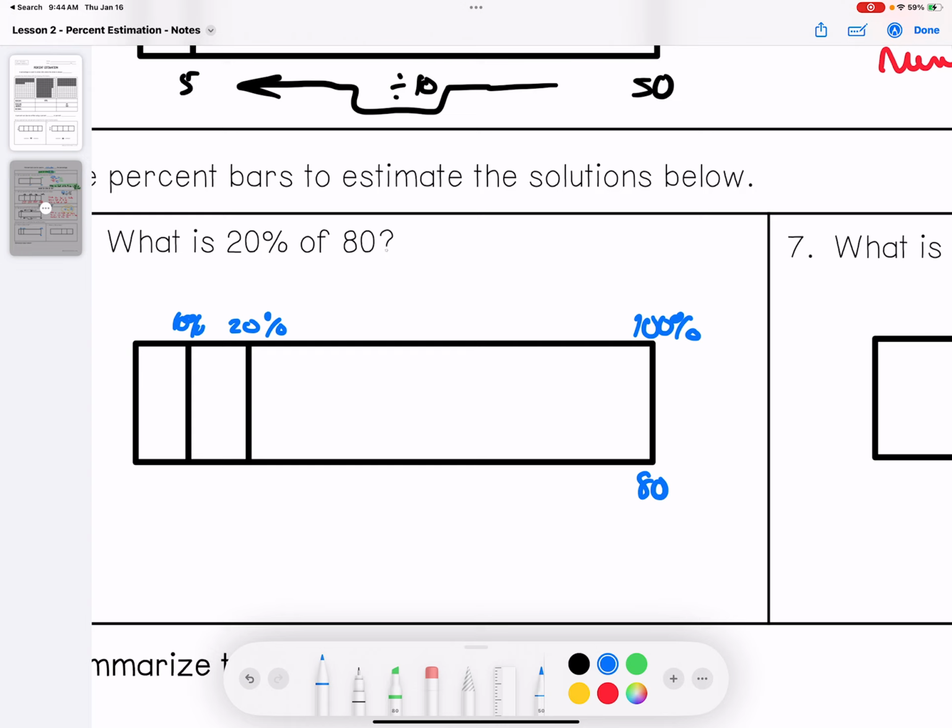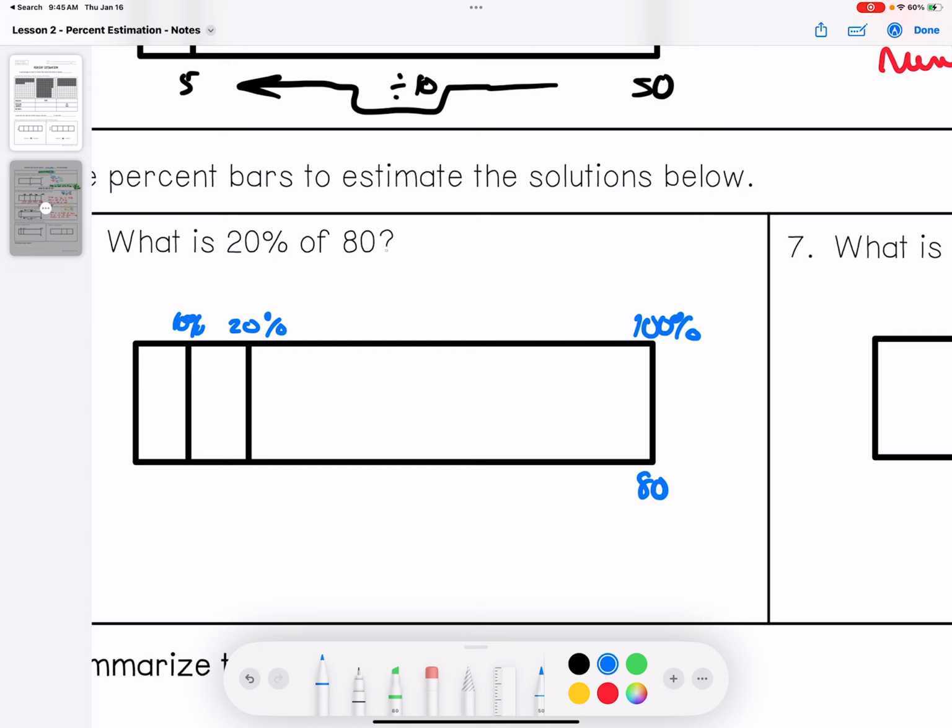How? What is 10% of 80? Coach, I don't know. Okay, yes, you do. How do I go from 100% to 10%? What did I do? I divided by 10. Do you agree with that? Yeah, you do. So 100% to 10%: divide by 10.